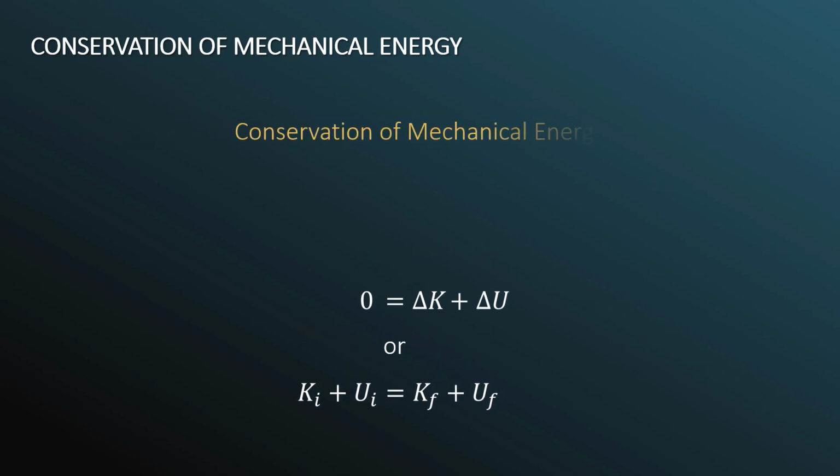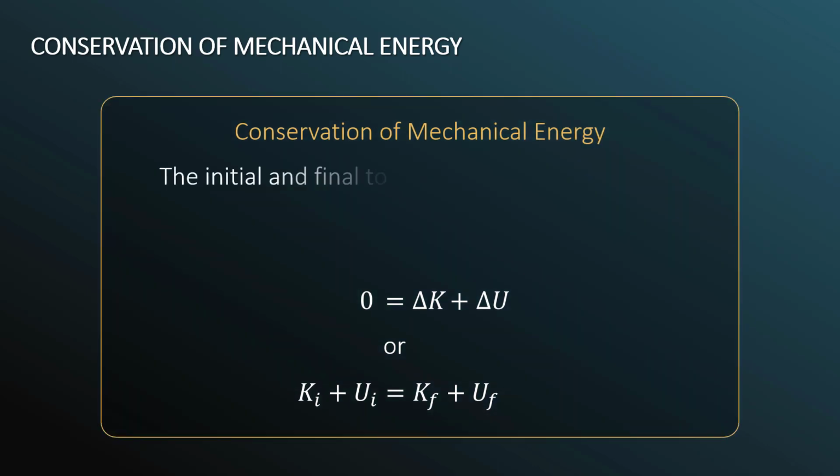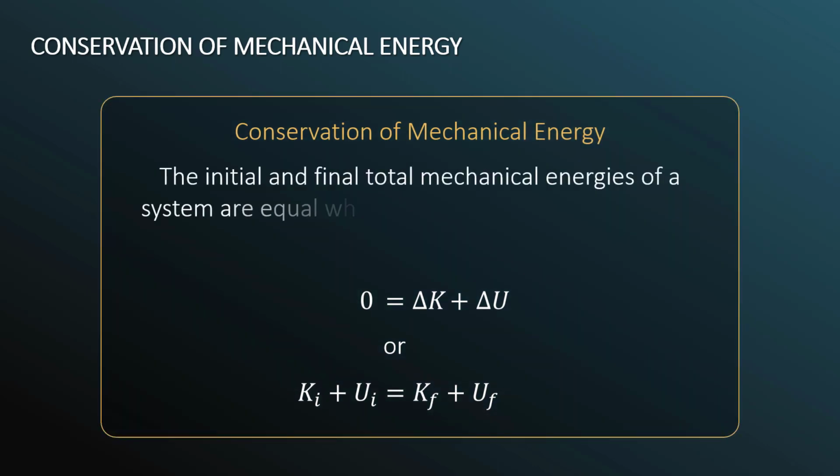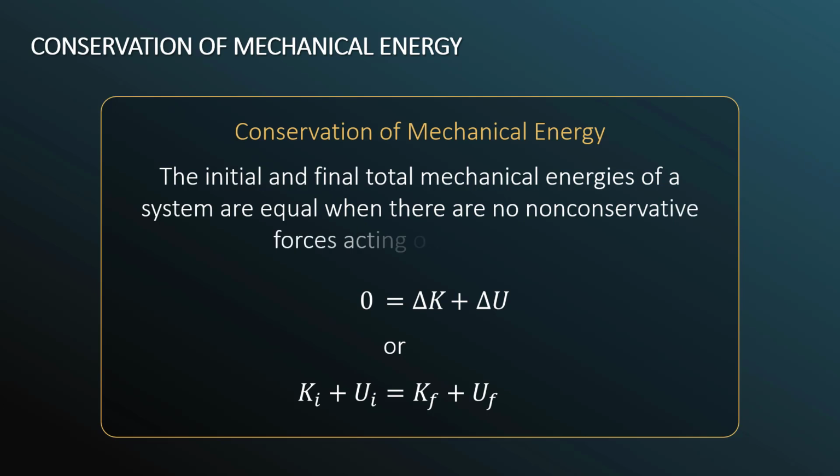Now this equation is the conservation of mechanical energy, which says that the initial and final total mechanical energies of a system are equal when there are no non-conservative forces acting on the system. So again, this can only be applied when there's no friction, there's no air resistance, I'm not pushing on something, you're not pulling on something. All that are present are conservative forces like gravity, which is what we've been mainly using. And so let's go over an example of that.